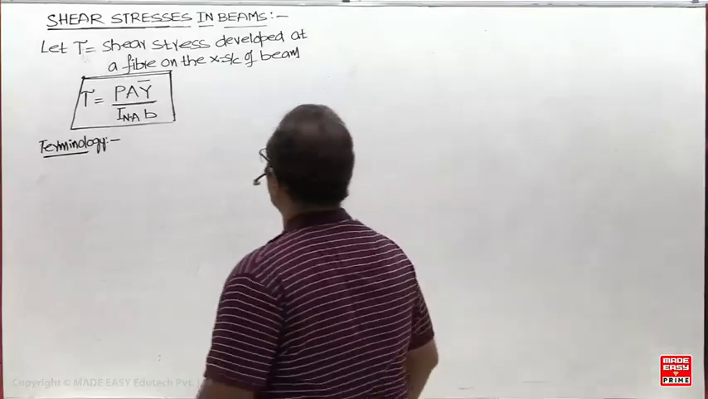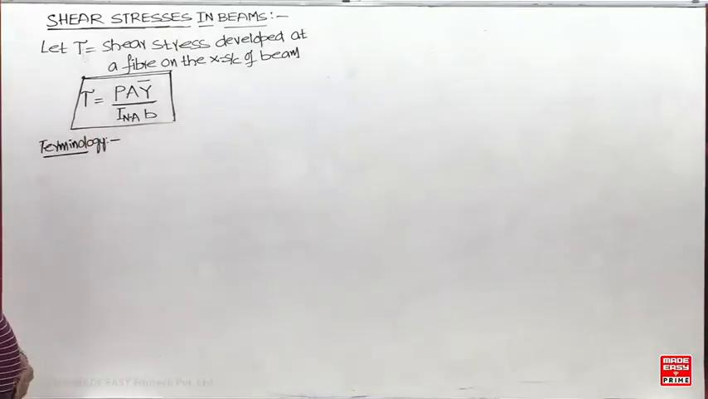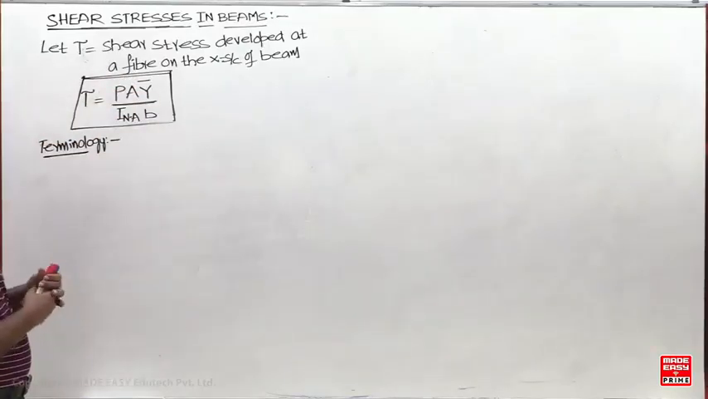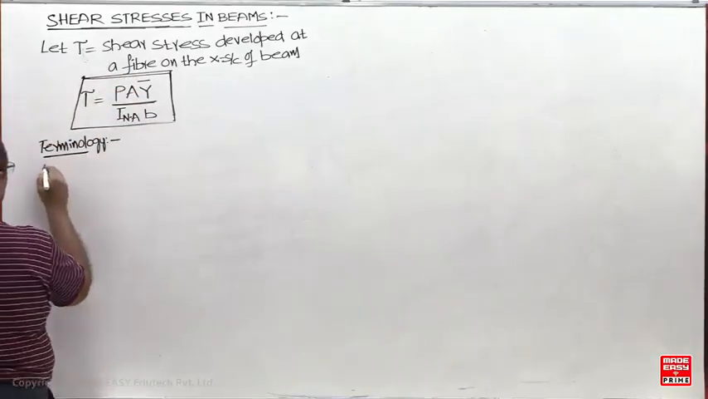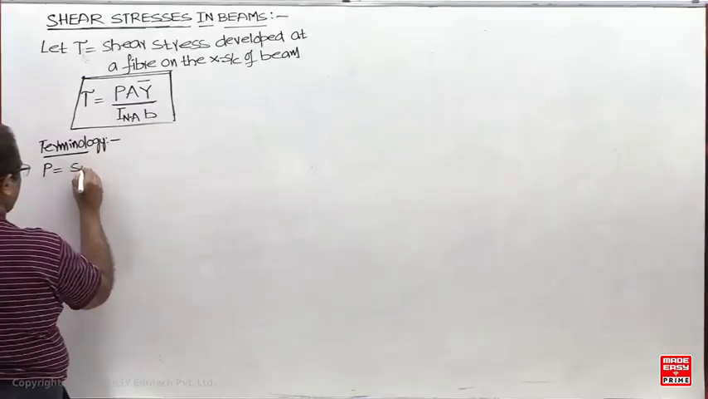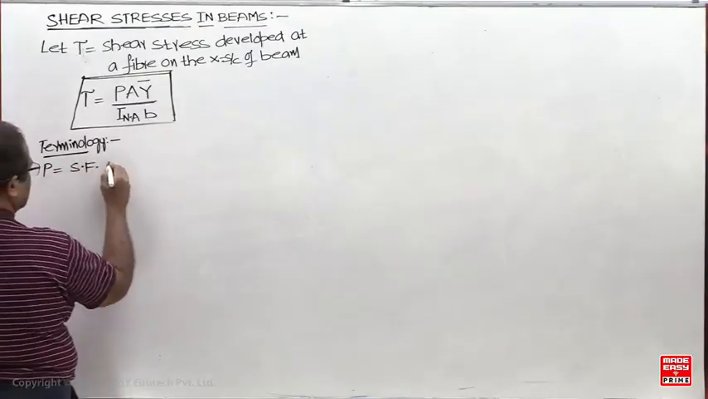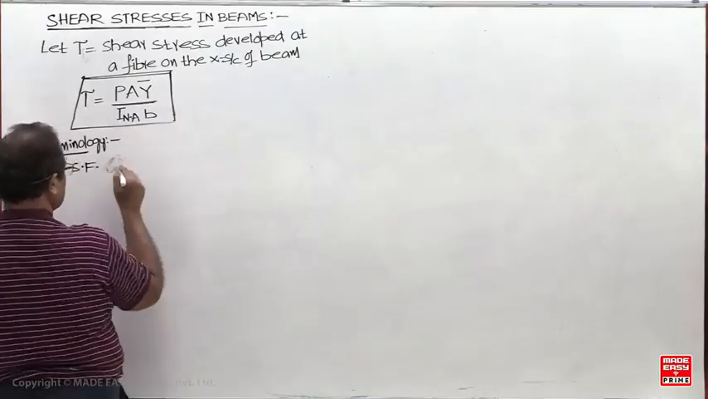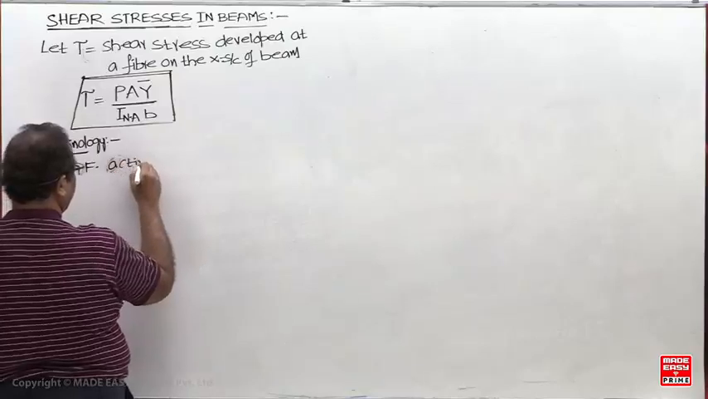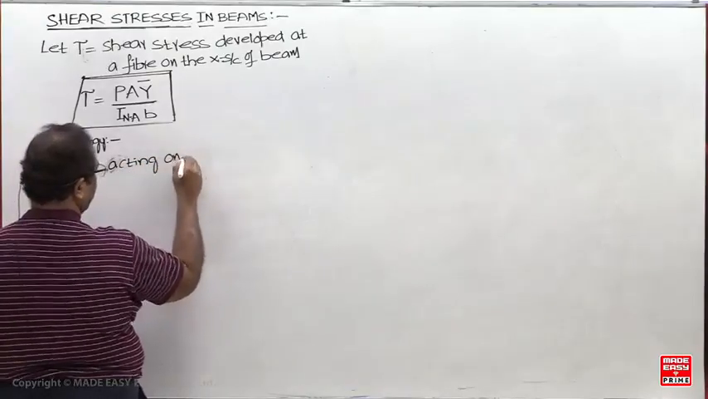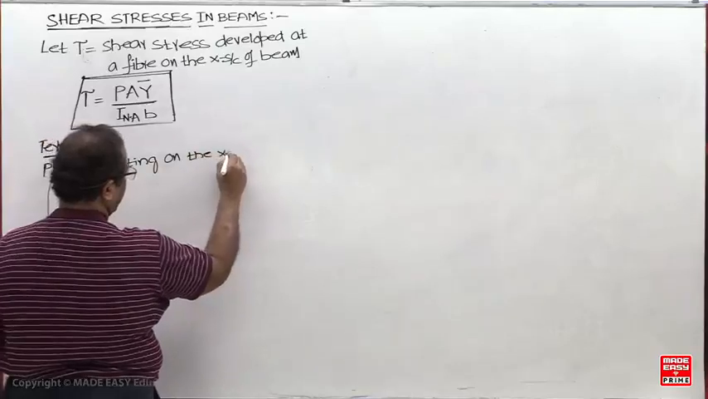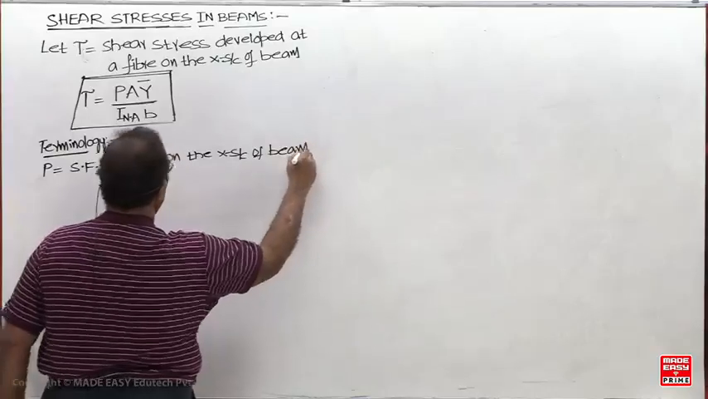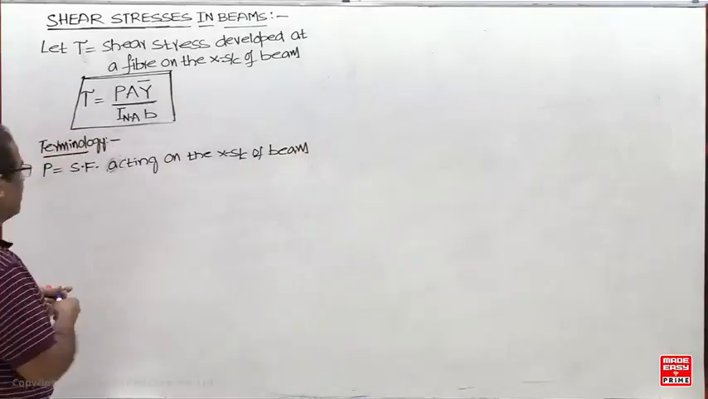Okay. Now I am going to write down the terminology. Already I have written tau. Tau is the shear stress developed at a fiber on the cross section of the beam. Next, what is P? P is the shear force acting on the cross section of the beam.